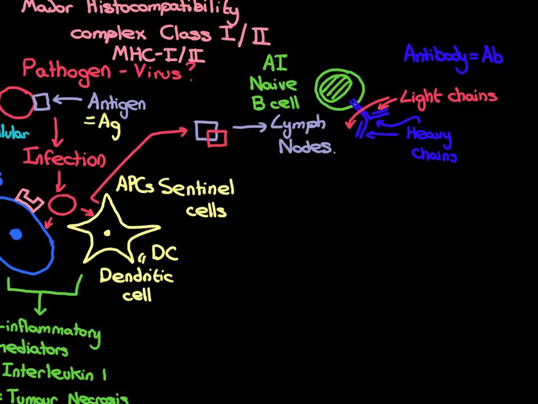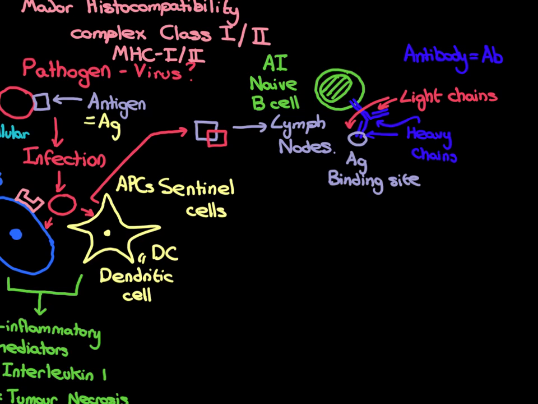And the bit that varies is the bit right at the tip here. Most of the heavy chain and light chain is identical between different B cell clones, but the bit that varies is the bit right at the tip, and this is the bit that can bind to the epitope of a protein. So we call this the antigen binding site. Sorry, not the antibody binding site, the antigen binding site. So this is the bit that can bind to an epitope of an antigen. So right at the tip, that's the bit that varies between different B cell clones.